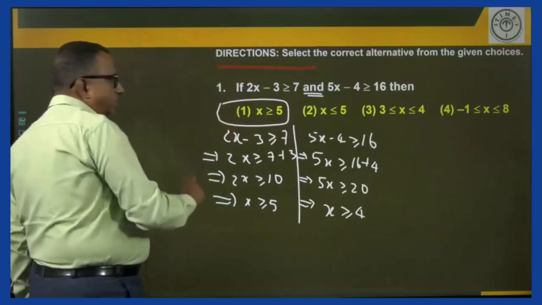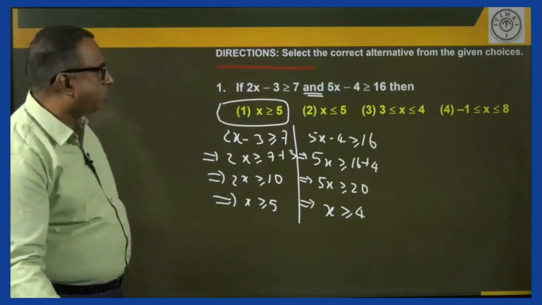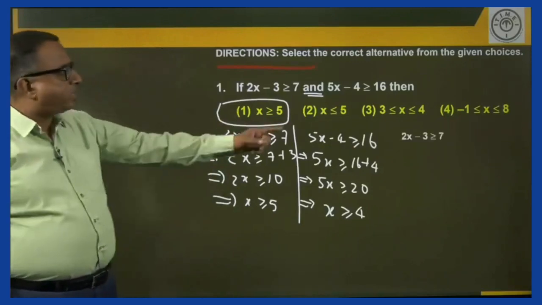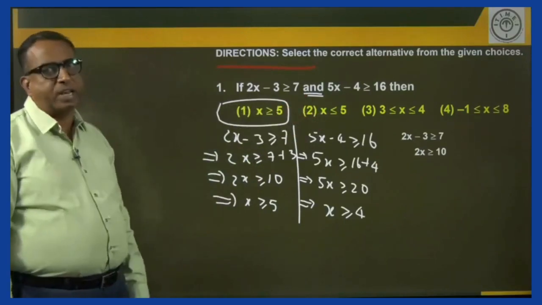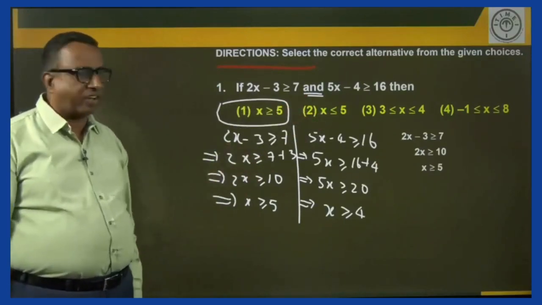Choice 1. Okay. Shall we see the working again? Look once more. 2x minus 3 greater than or equal to 7. You take that 3 to that side, you get 2x greater than or equal to 10. That means x is greater than or equal to 5.